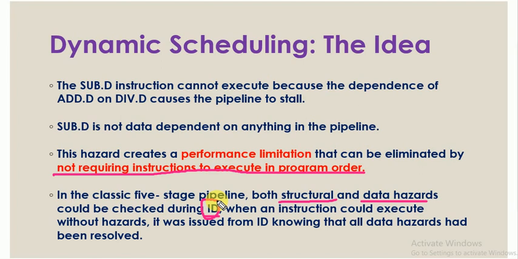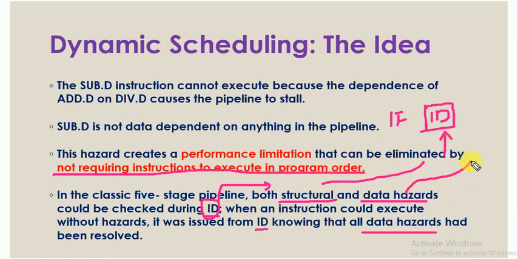So how the hardware will identify which instruction is to be done next is based on the instruction decode stage. In the instruction decode stage, if there is any structural hazard or data hazard, it can easily be identified. And when an instruction could execute without hazard, it was issued from instruction decode, knowing that all data hazards had been resolved. Instruction decode plays a crucial role for dynamic scheduling, because here comes the identification of whether there is any structural hazard or data hazard. Accordingly, the system needs to do the scheduling dynamically.